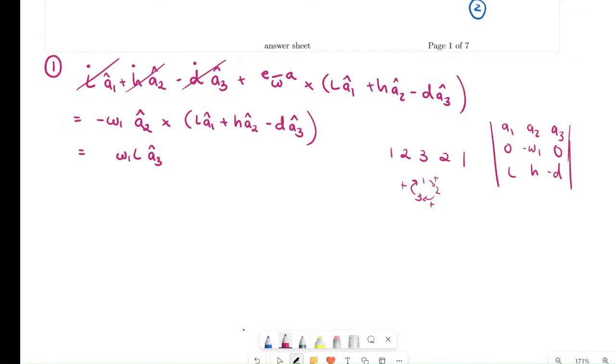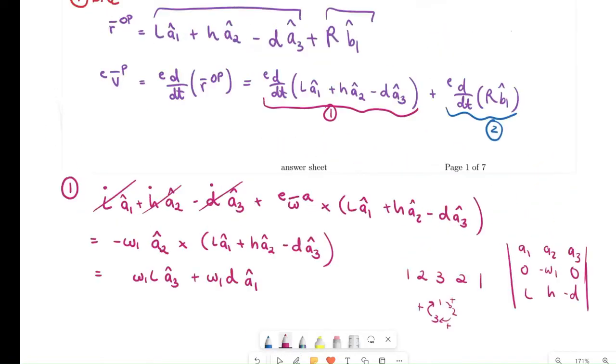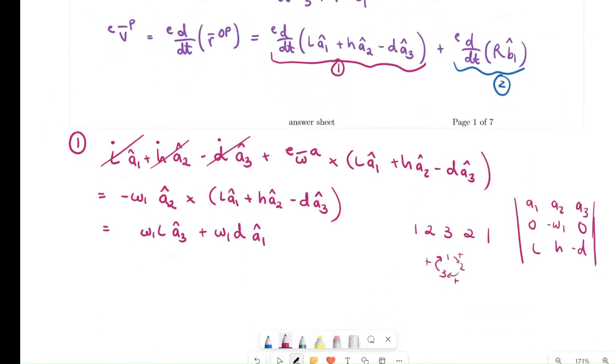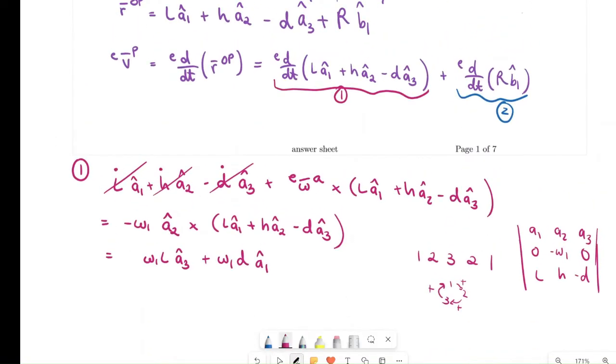So now we have A2 cross A1, which gives us a positive omega 1 L. Then A2 cross A2 is going to be 0. And then we have omega 1 D A2 cross A3, which is positive, so that's going to be positive A1 hat. That seems right, so that's correct. That's our value for part 1. So we go to part 2.